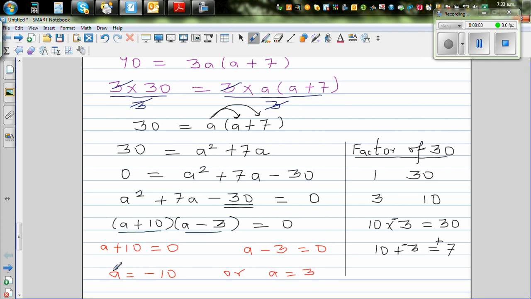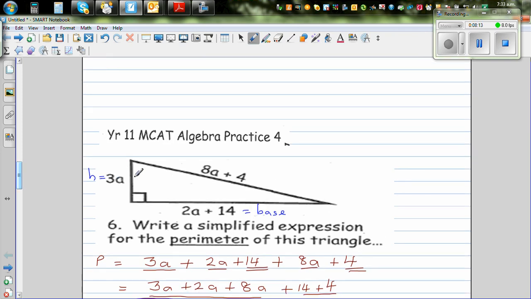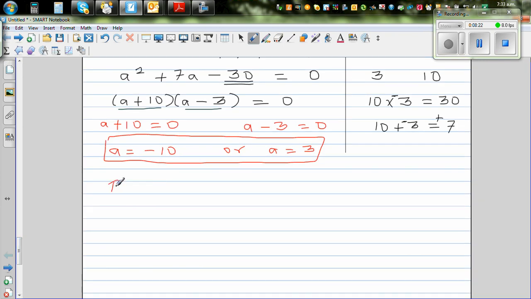Now, out of these two, only one answer makes sense. Which of them makes sense? Mathematically, both are right, but in context to this question, can A be negative? If A is negative, your height is going to be negative. So here you have to say A should be greater than 0, which means A is equal to 3.